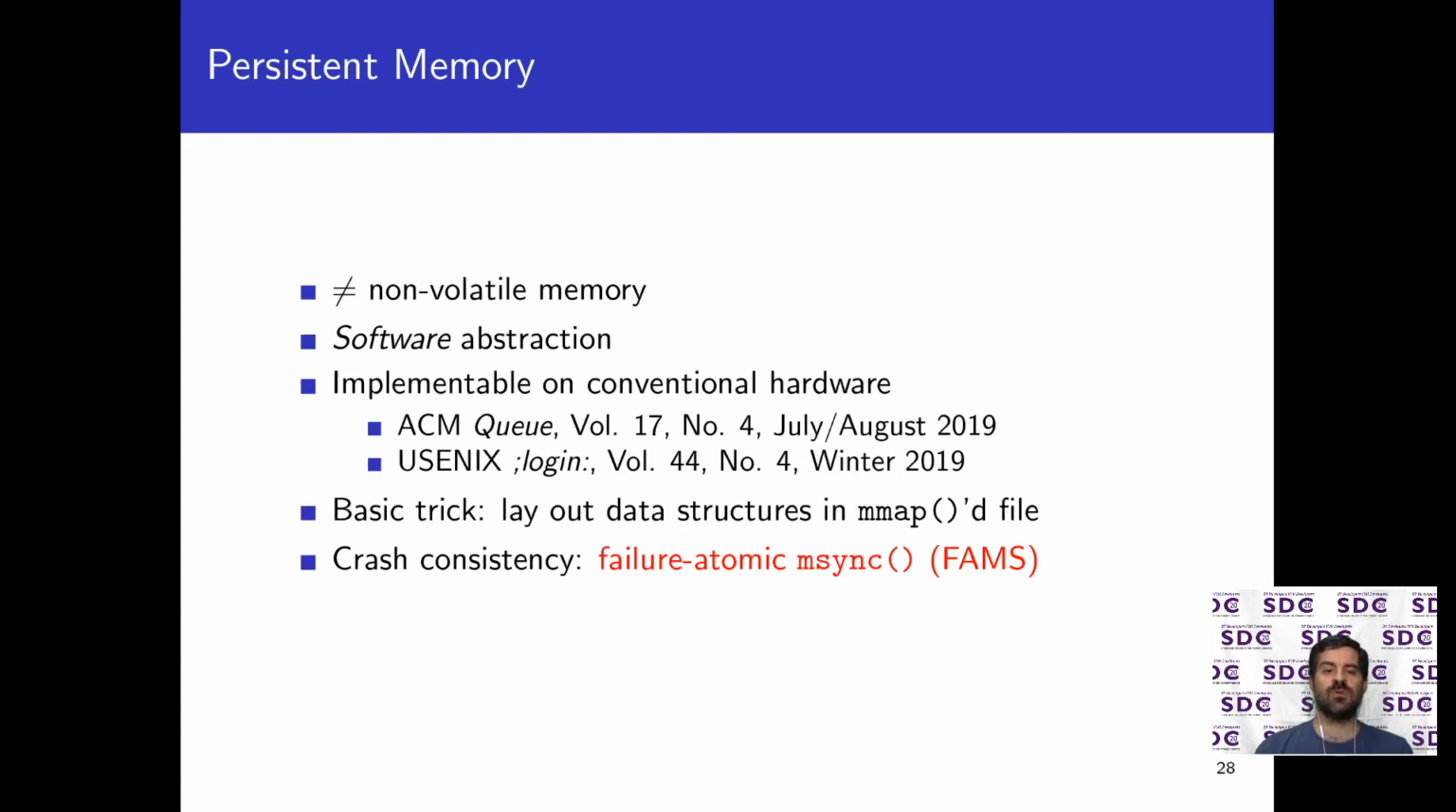FAMS is one of those failure-atomic update mechanisms we mentioned at the beginning of the talk. It protects data integrity from crashes by allowing programmers to evolve persistent data from one consistent state to the next atomically, even if crashes occur.